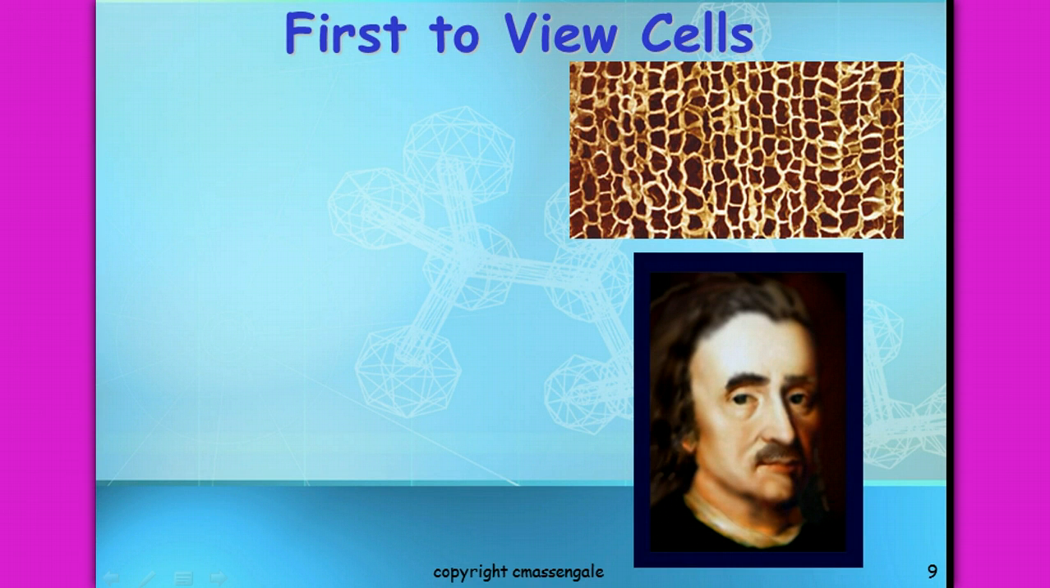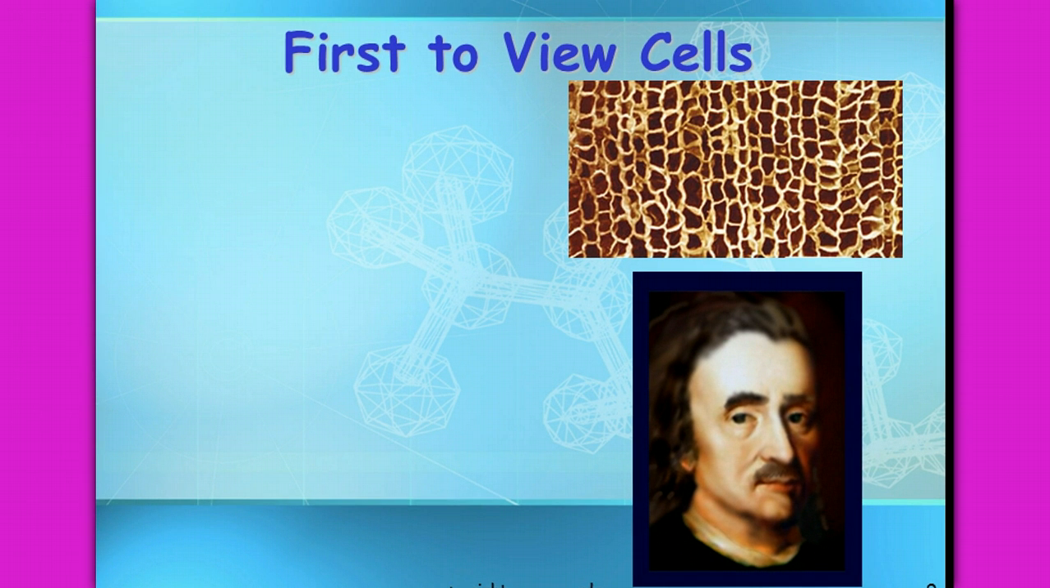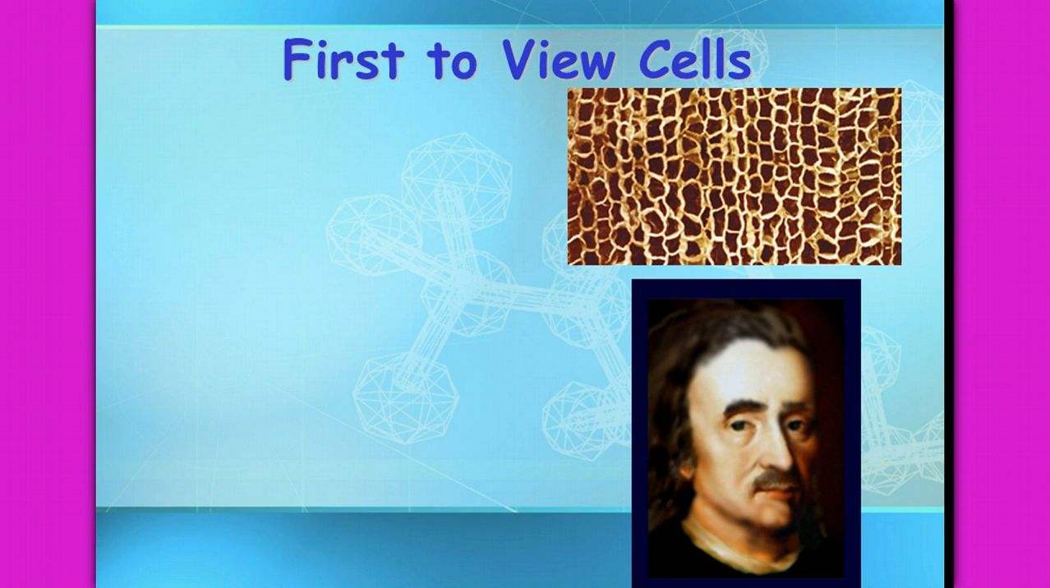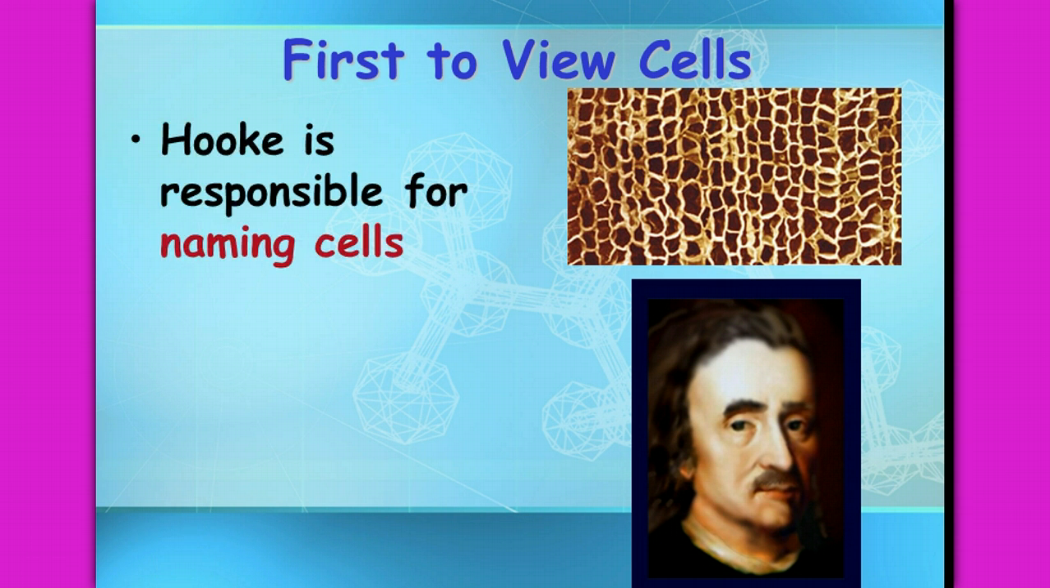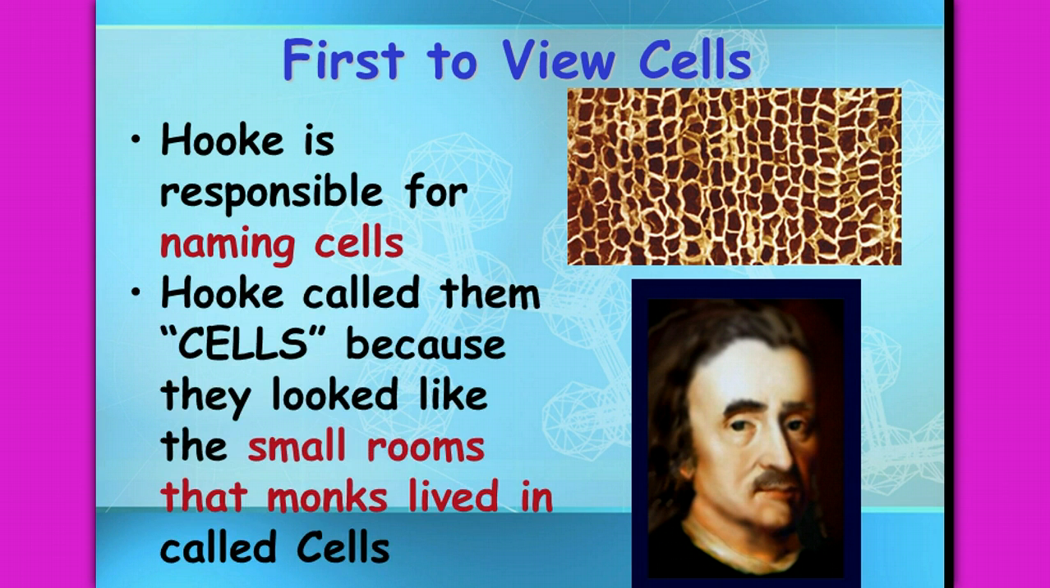Now, he was the first person to actually see these cells. Hooke was responsible for naming cells. He's the one that gave them their name. He called them that because they reminded him of the small rooms that he, as a monk, lived in. So he was from Austria. He was a monk at a monastery and had the ability and capability to study such things.